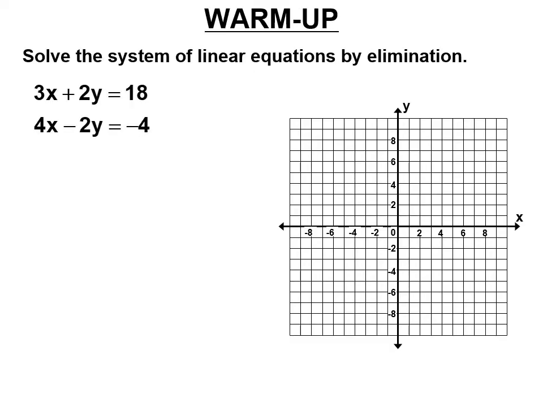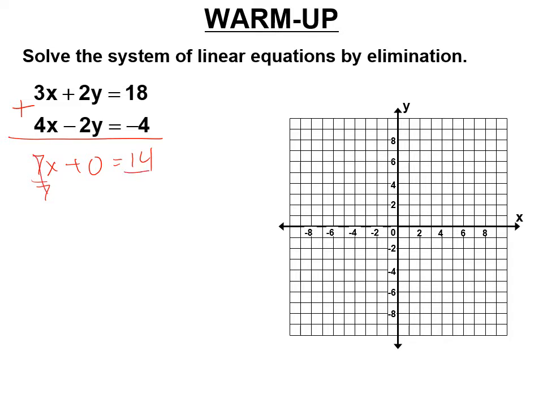So let's remind us what we did yesterday. We looked to see if we had opposite terms or the same amount, and here we have opposites. So when we have opposites, we're going to add them together. We have positive 2y and negative 2y. We're writing that we're adding them together. 3x plus 4x is 7x. 2y plus negative 2y is 0. 18 plus negative 4 is 14.